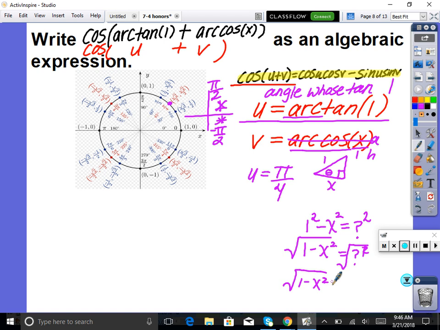Guess what some people did on the last test? You won't even believe it when I tell you. They square rooted that, and they square rooted that. Yeah, I was mortified. But that's okay, because now you're not going to do that. The square root of 1 minus x squared is this side. Does everybody agree? This is just a statement. That's okay. So now we're going to use u as pi fourths, and we're going to use v as that triangle.